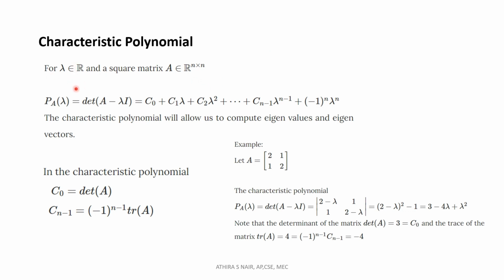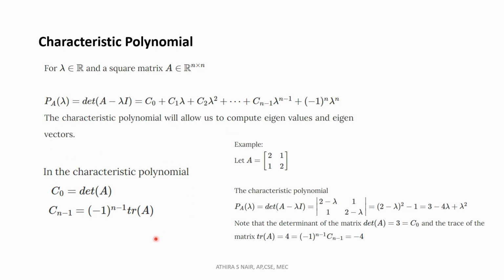For lambda an element of R and the square matrix A an element of R n by n, the characteristic polynomial p_A of lambda is equal to the determinant of A minus lambda I, which is equal to c0 plus c1 lambda plus c2 lambda squared plus, and so on, up to c_(n-1) lambda to the n minus 1 plus (minus 1) raised to n lambda to the n. The characteristic polynomial will allow us to compute eigenvalues and eigenvectors.